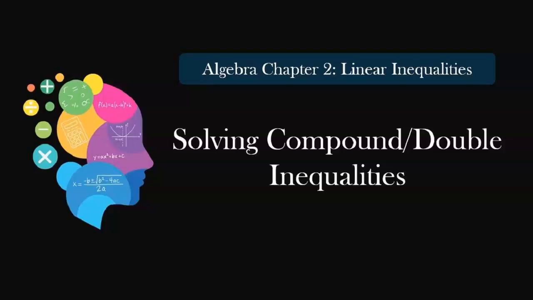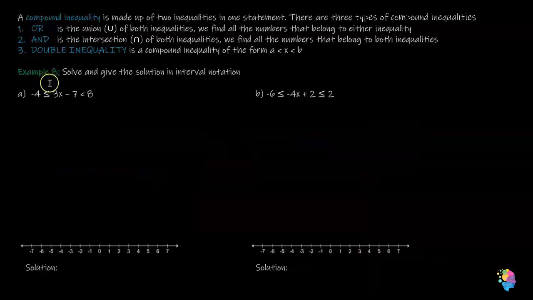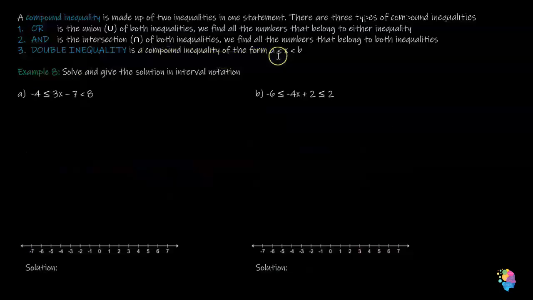In this video, we will learn how to solve compound inequalities. For this example, we're going to do compound inequalities of the form a is less than x is less than b. That means that x is between two values. This double inequality is the same as an and statement. This can be seen as a is less than x and x is less than b.